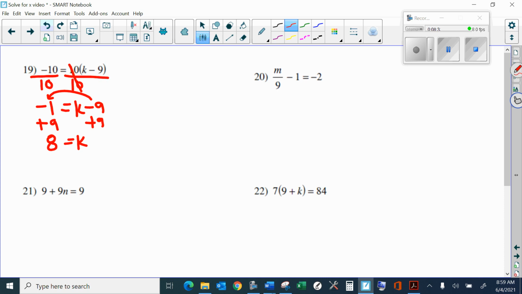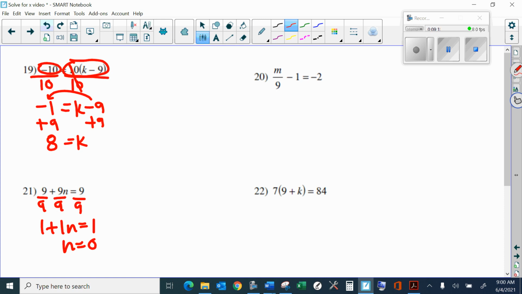Here's one where I could divide on 21 here, divide each term by 9. Because if I divide, I have to do all the terms. Like in 19, there's only 2 terms here. That's one term. And that's one term. I divide both terms by 10. Here I'm dividing all 3 terms by 9 because 9 goes into all 3 terms. And then I'm left with just 1 plus 1n equals 1. Subtract the 1 across and n equals 0. You could do that too. Now you could have also just subtracted 9 across and get 9n equals 0. Okay. And you'll get it that way as well.